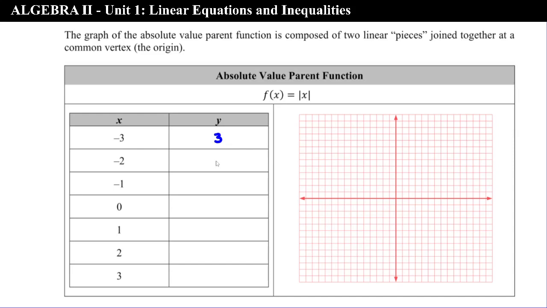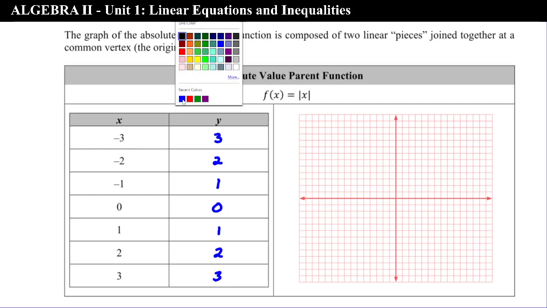The absolute value of -2 is 2. The absolute value of -1 is 1. The absolute value of 0 is 0. The absolute value of 1 is 1. The absolute value of 2 is 2. And the absolute value of 3 is 3. Now that we have x and y coordinates, we can very easily graph what we have here.